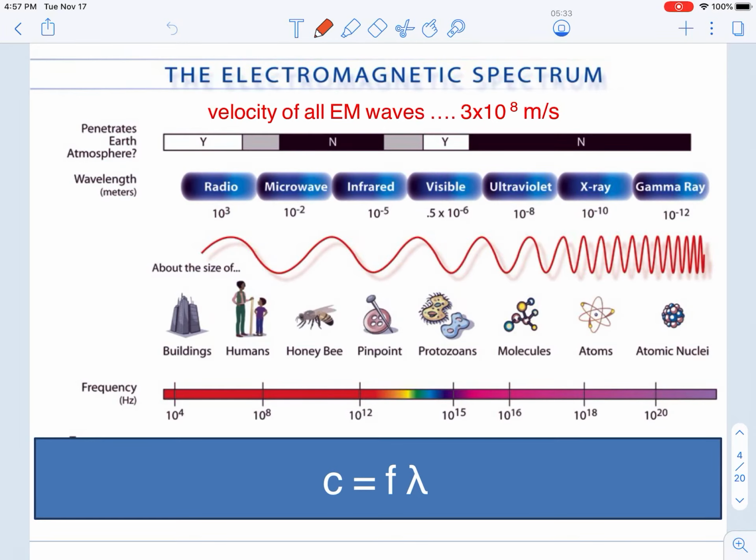So here is an image of the electromagnetic spectrum. You will be expected to know what these different electromagnetic waves are in order, from longest wavelength to shortest wavelength, or perhaps from highest frequency to lowest frequency. So let's just look at what this chart is trying to tell us about those things. On the far left-hand side, we start with radio waves.